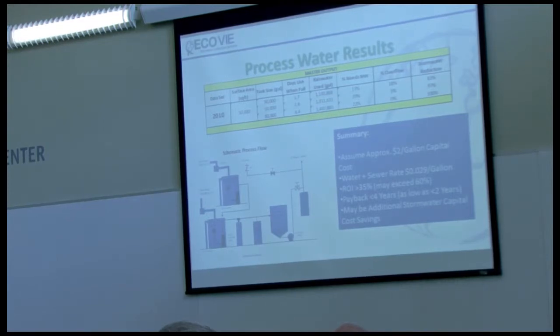And the amount of overflow, we're doing a really good job of stormwater reduction on that 50,000 square foot rooftop. So if we assume, and this is a pretty good guess in terms of capital cost, about $2 per gallon, could be less, could be more, it depends on a lot of things. But I've used that to do the calculations. Our water and sewer rate in this case, we have a sewer rate here in the city of Atlanta, comes up just under 3 cents a gallon. The ROI is pretty impressive, at least to me. At least 35%. In some examples here, it's higher, and payback less than 4 years.